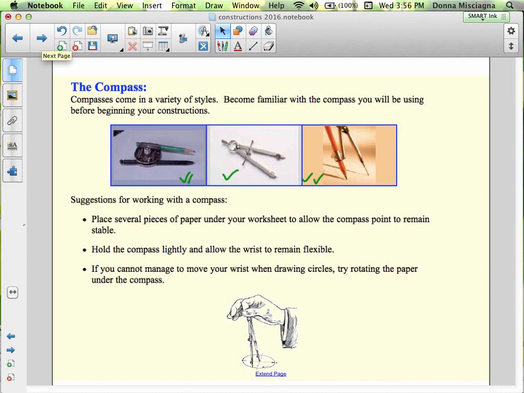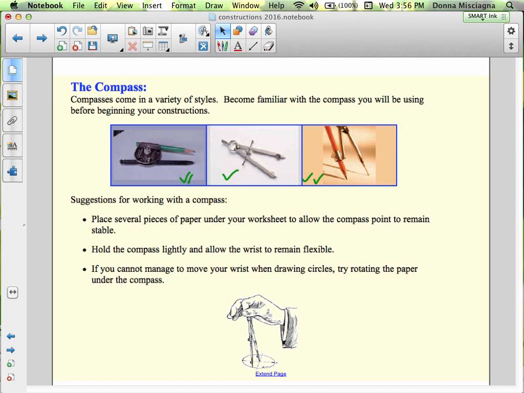Suggestions for working with a compass. Place several pieces of paper under your worksheet to allow the compass point to remain stable. Hold the compass lightly and allow the wrist to remain flexible. You don't want to push too hard, because it might bend the compass and then it messes up what you're constructing. If you cannot manage to move your wrist when drawing circles, try rotating the paper under the compass. So keep your wrist steady and just rotate the paper. Sometimes I do a little bit of both.